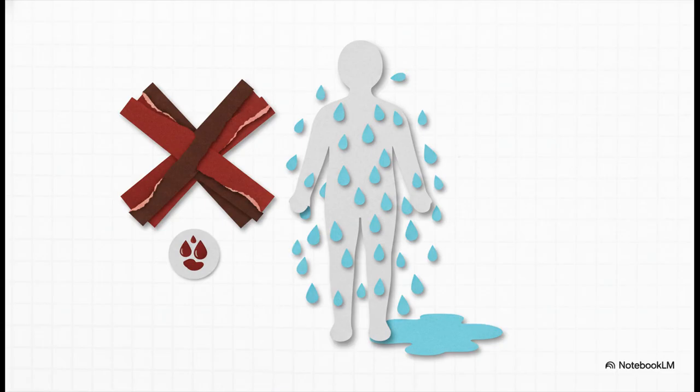Acute burns don't cause major bleeding. Instead, the body just starts leaking huge amounts of fluid right through the damaged skin, and that's what leads to burn shock. The key word here is progressive. It gets worse and worse over time, which is why our response has to be immediate and proactive.